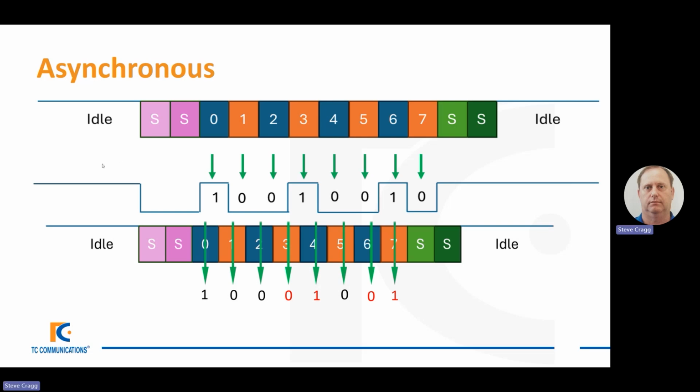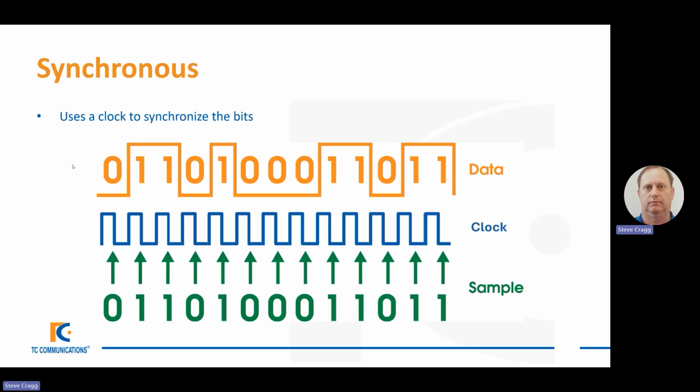So that's asynchronous. Let's talk about synchronous. Synchronous uses an extra wire or signal called the clock, and the clock is, as I said, an additional line that is used. What the clock does is it tells the devices where you could sample the data. So in this case, we are going to do it on the falling edge of the clock.